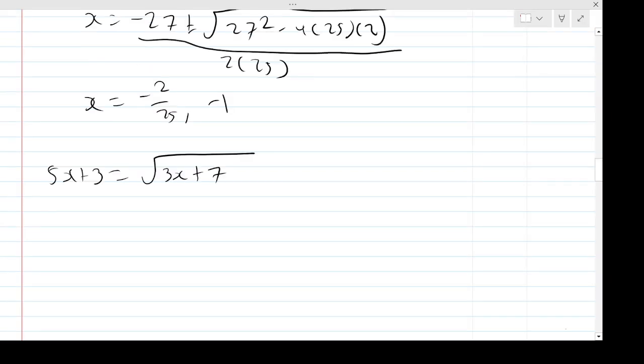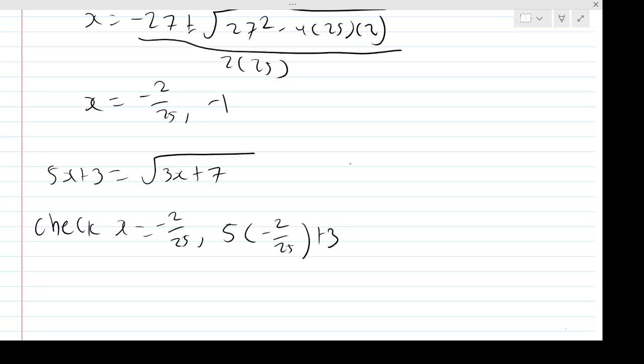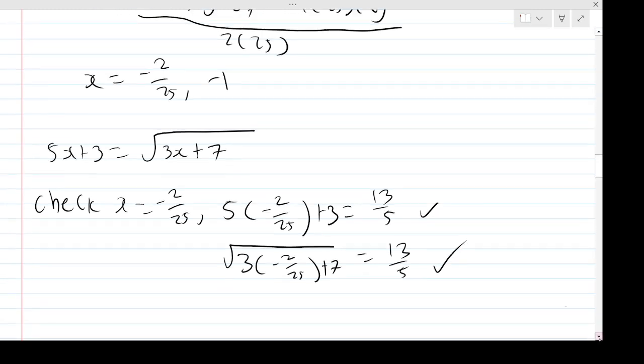Okay. So then as I squared both sides of the equation, I need to check all my solutions by substituting them back into the original equation. So firstly check x is minus 2 over 25. So then 5x add 3 is 5 lots of minus 2 over 25 add 3. That would be 13 over 5. Then if we also put it in the other side of the equation, root of 3 lots of minus 2 over 25, add 7, we indeed get 13 over 5. Great, so they're both the same, so it is a solution.